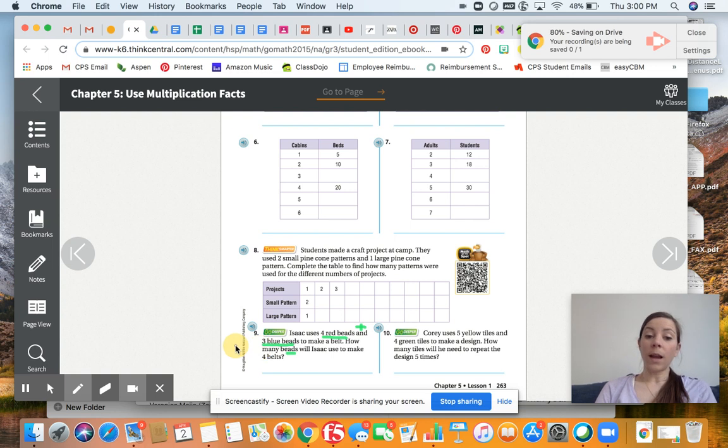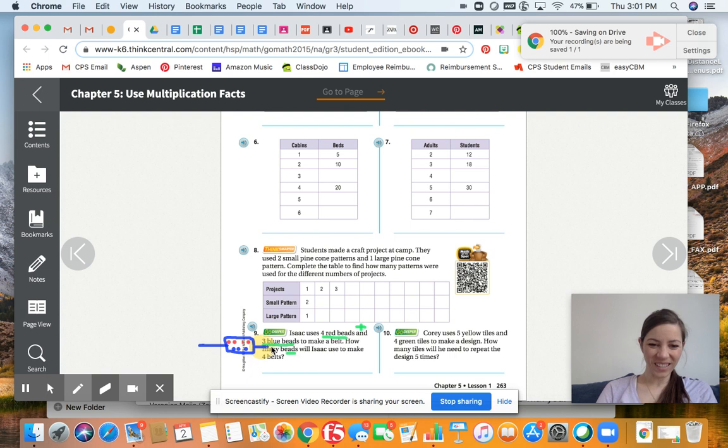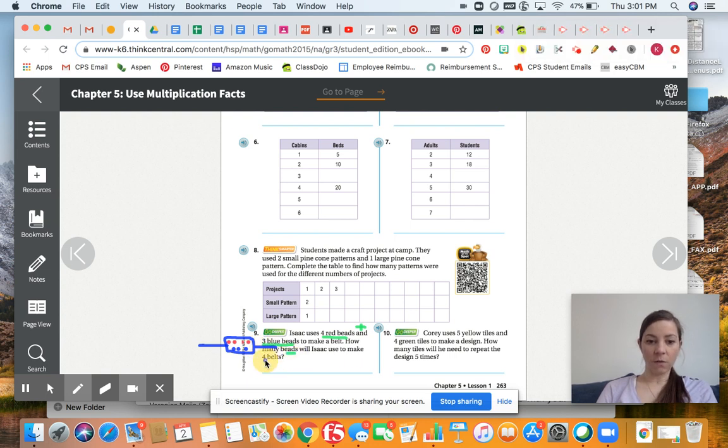Okay, so again, I could draw a picture, right? If I'm still confused. 4 red beads, 1, 2, 3, 4. 3 blue beads, 1, 2, 3. And then he puts those into a belt somehow. Maybe he weaves them in or something. I'm just gonna show my belt like this. Okay, and if he has 4 belts, that means I have to do this 4 times, right?